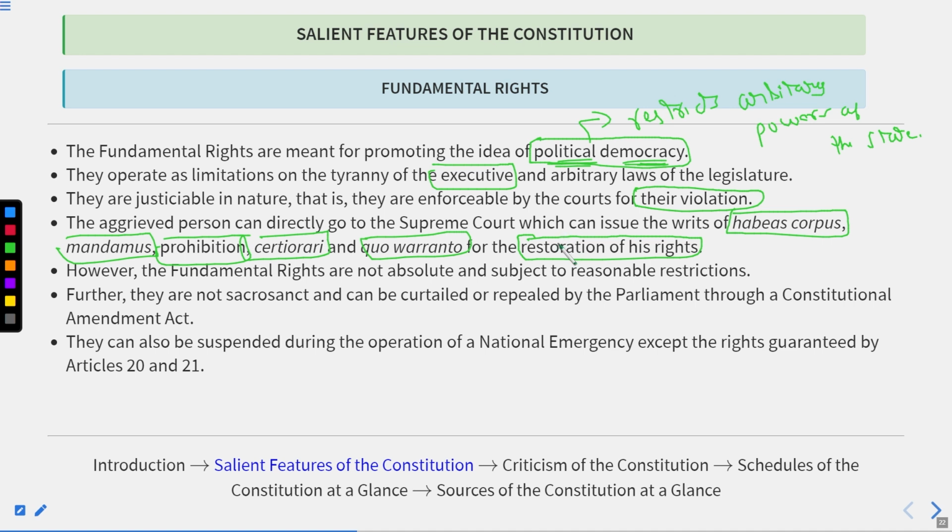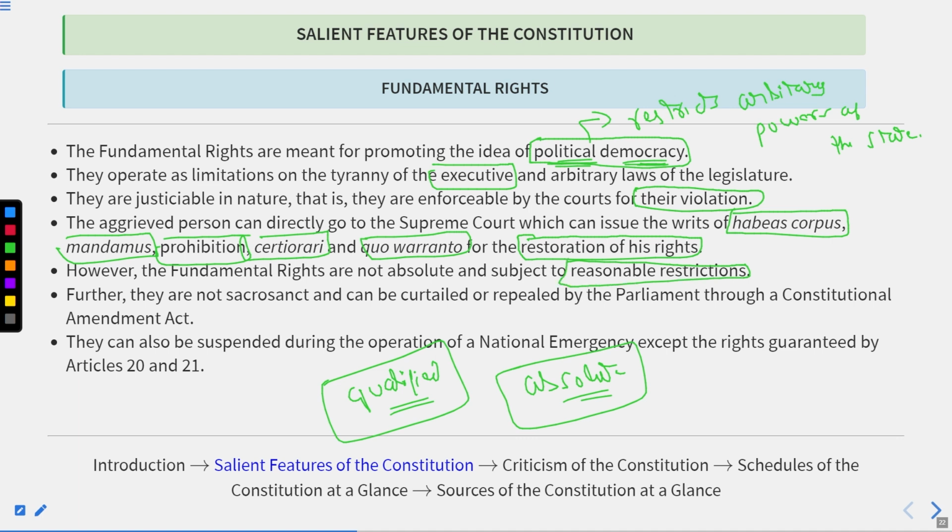However, the fundamental rights are not absolute and are subject to reasonable restriction. Remember, in India, the fundamental rights are qualified in nature, but they are not absolute. It means the rights are applicable, but some reasonable restrictions could be imposed on them. Further, they are not sacrosanct and can be curtailed or repealed by the Parliament through a Constitutional Amendment Act. But remember, it requires a special majority to pass the provision.